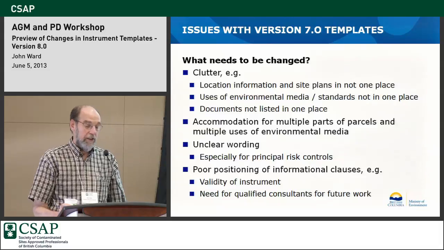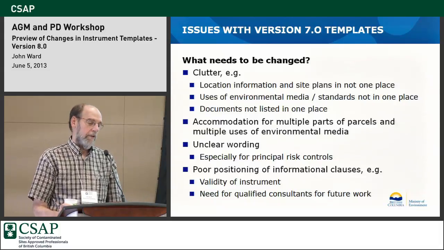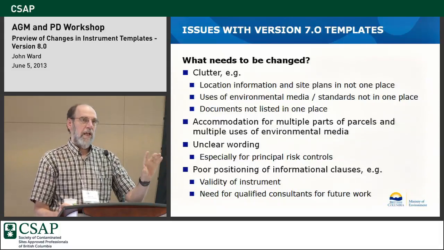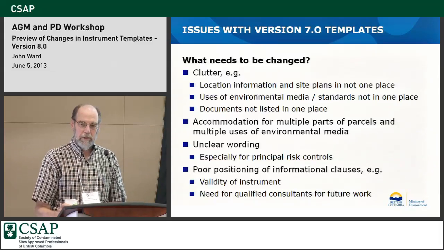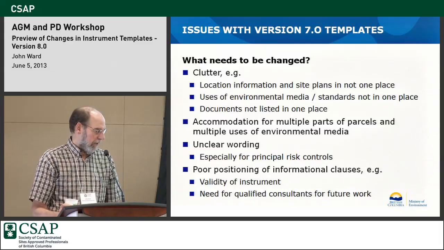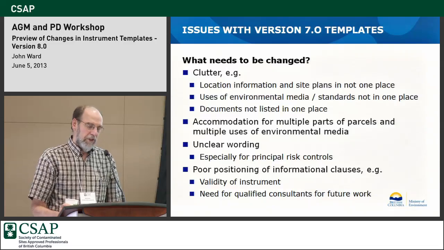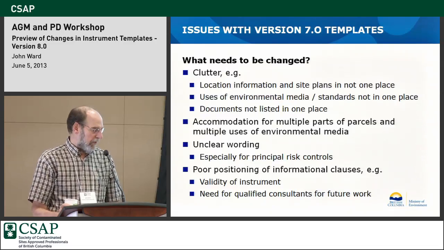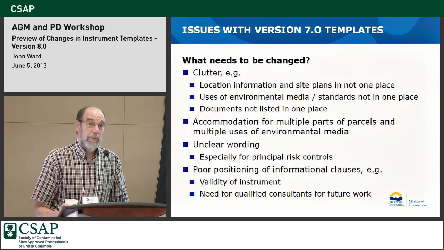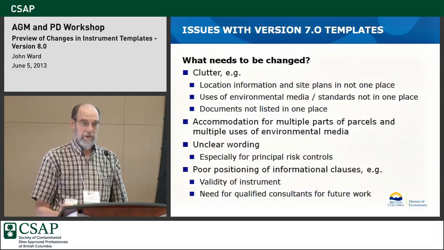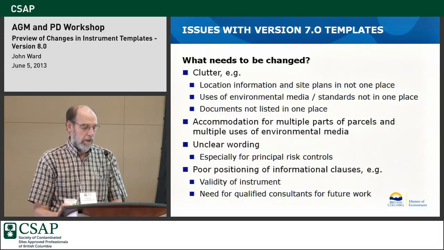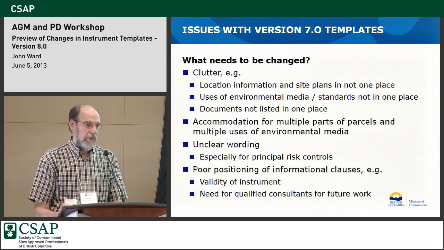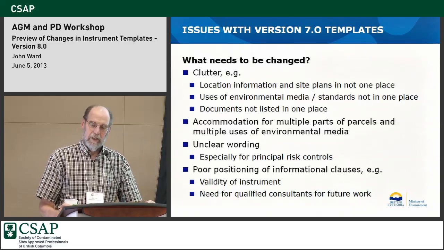And then the documents. Some documents were listed in the preamble to the schedules, and some were listed in the schedules themselves. They're all over the place. Another issue is, what do you do when you've got multiple parts of parcels or multiple uses at a site? There's nowhere in the current templates that really lays out easily how to accommodate that.